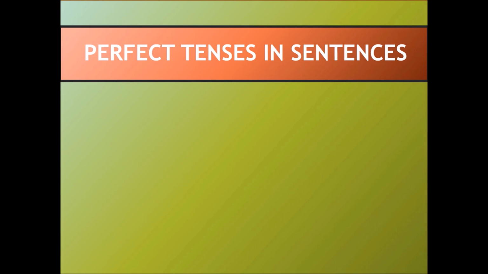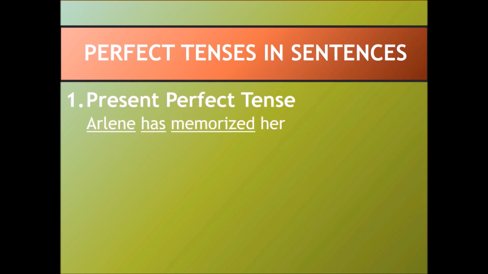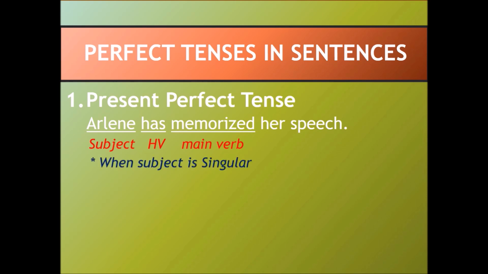The second group is the perfect tenses in sentences. The first is present perfect tense. Example of this, Arlene has memorized her speech. Arlene is the noun, and has is the helping verb for the main verb memorized. This happens when the subject is singular, and Arlene is singular. That's why we use has plus the past participle form of the verb.